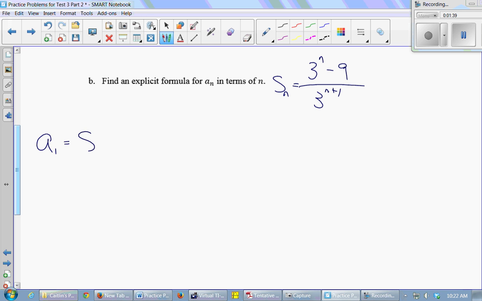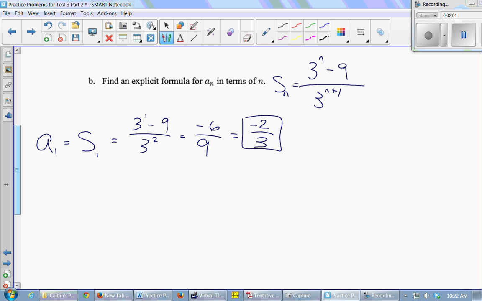Okay, so my first term is also my first partial sum. So I can get the first term by just plugging a 1 in there, and I'm going to get 3 to the first minus 9 over 3 squared, which is negative 6 over 9, or negative 2 thirds. Okay, so there's my first term, a1.